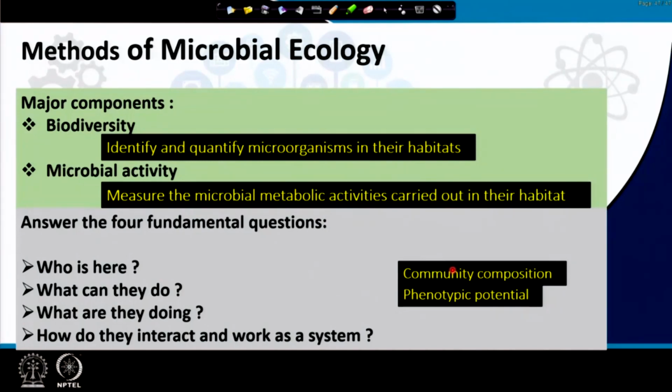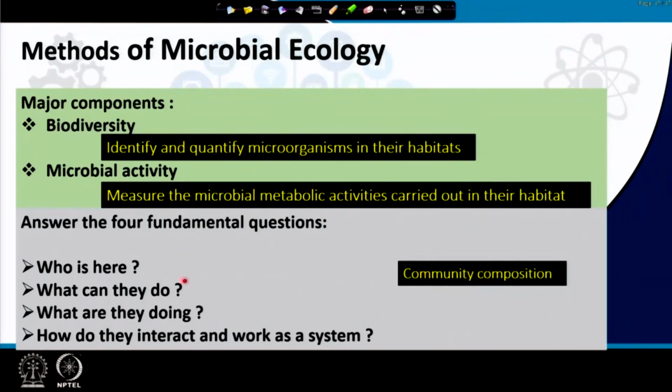There may be, as I said, 100 or 1000 or a few thousand species members in a particular environment, and many of them are capable of doing multiple functions. So, these functions and the presence of the organisms must be interconnected to each other. When they are interconnected, they must be working as a system. So, how do we understand that system so that we can exploit it to the best of our possibility?